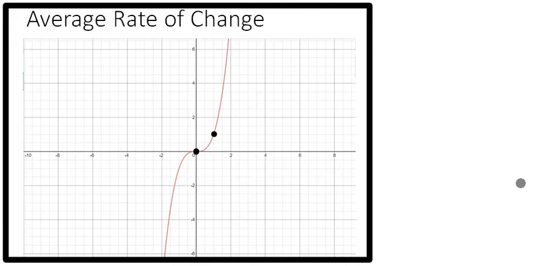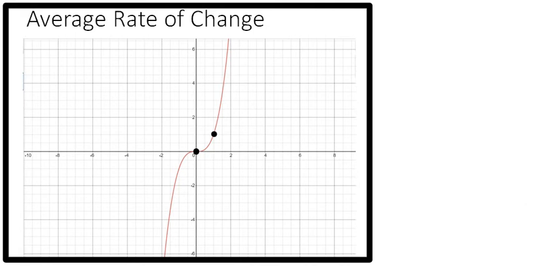So that's what you're doing whenever you're finding the average rate of change on a graph. Like in this example, you're finding the average rate of change of y equals x cubed between 0 and 1. So the value that you come up with doesn't necessarily mean that the graph is changing at that rate. It just says that over that interval, that's the average amount that the graph changes.